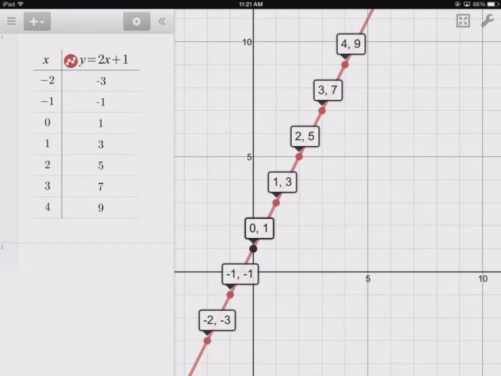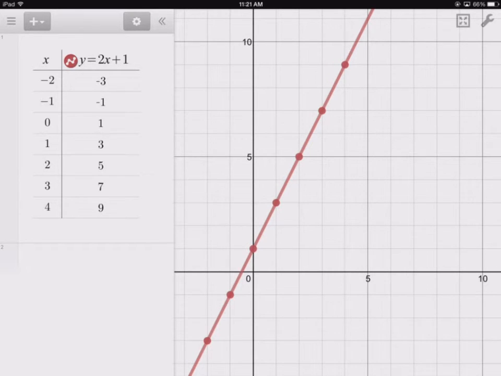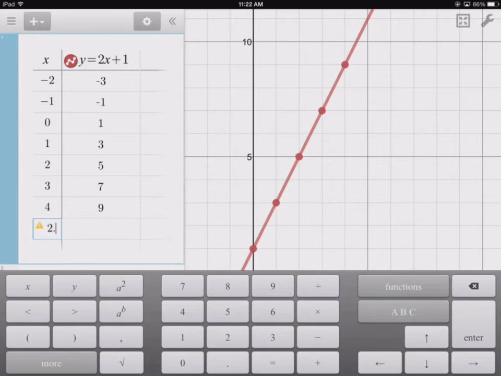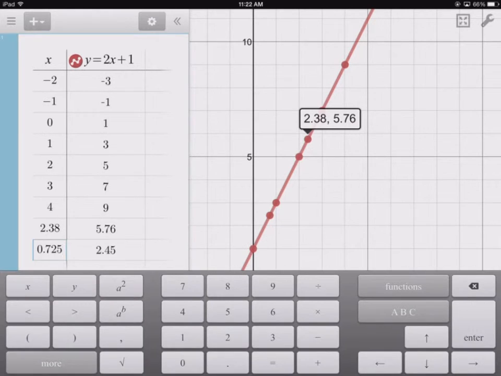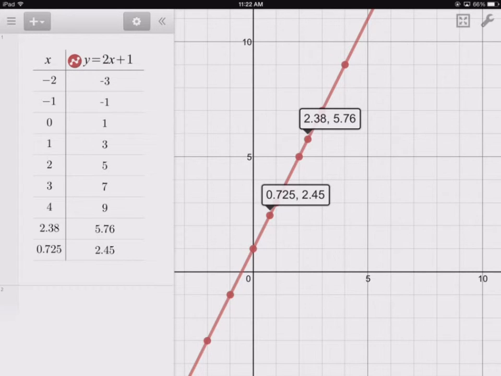Alright, so here's the graph of our equation, y equals 2x plus 1. It's a line, just like the one we just drew, and here's some of the ordered pairs that we talked about before. Note that all of these have integer coordinates, but there's no reason we couldn't have inputs or outputs that were decimals. For instance, I could make the x coordinate 2.38, and we get a y coordinate of 5.76. Or we can make the input 0.725, and we get an output of 2.45.